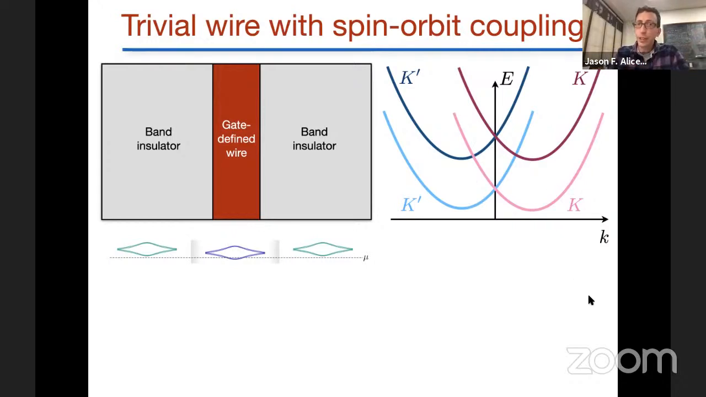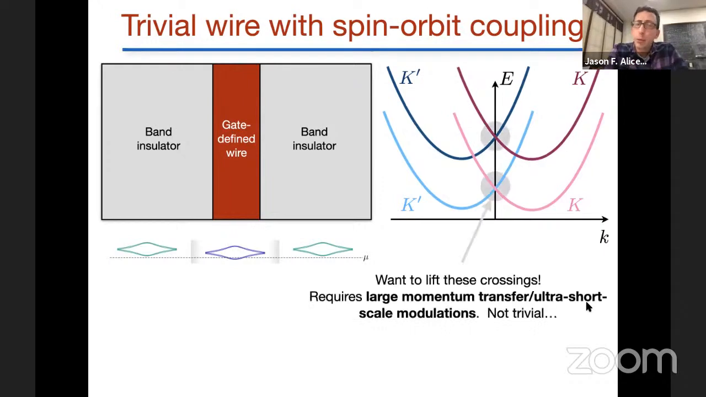Now, if you want to go all the way and get a spinless regime, what we need to do is figure out a way to lift these residual crossings in the spectrum. Once we lift these crossings in the spectrum, then we can get a spinless regime, and then we'll be in business. Now, this is not a trivial thing to do.